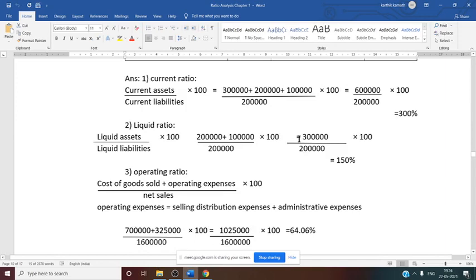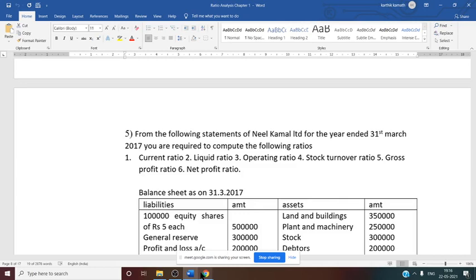Any doubt in this problem? Yes, any question regarding this problem?